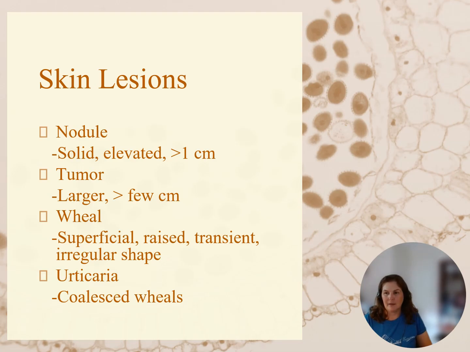Skin lesions greater than a centimeter, but if it becomes larger, then it does become a nodule. Nodule is a solid elevated lesion greater than 1 centimeter. If it is larger still, it is called a tumor. A wheal, if it's coalesced, is called urticaria. So this is what hives looks like, right?